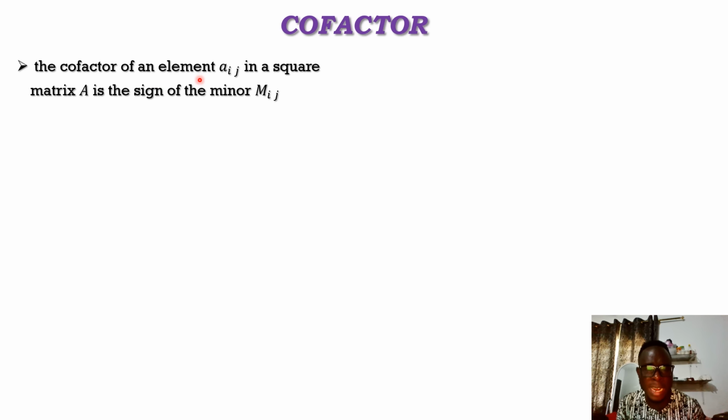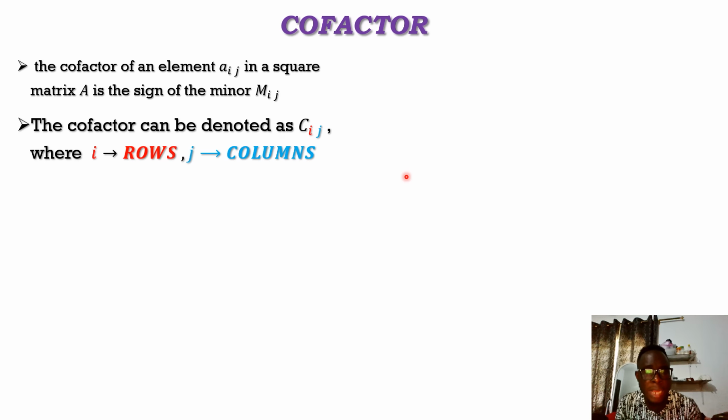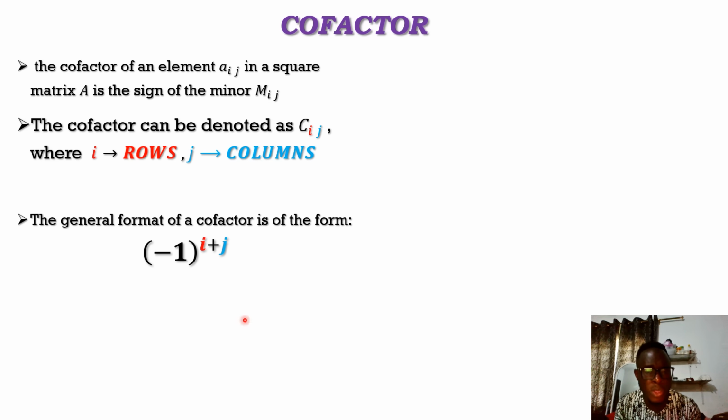Now, let's come to another term, which is the cofactor. So the cofactor of an element aij in a square matrix A is the sign of the minor. So the cofactor deals with the sign of the minor. And we understand the minor now. So the cofactor can be denoted as Cij. As it is, the i will be the rows, the j will be the columns. So the general format of the cofactor is of the form -1 exponent i plus j, the row plus the column.